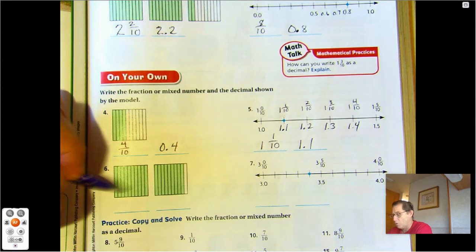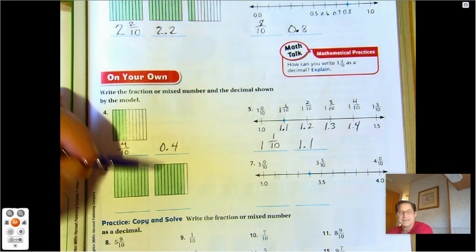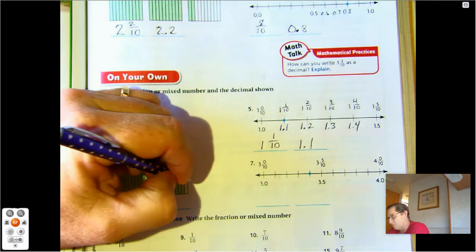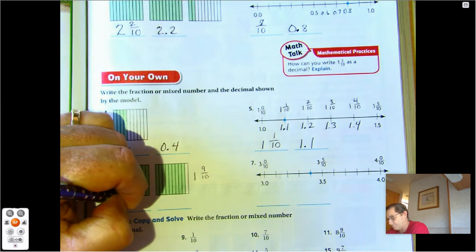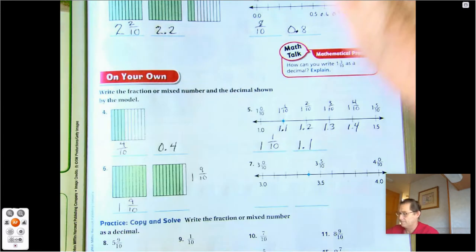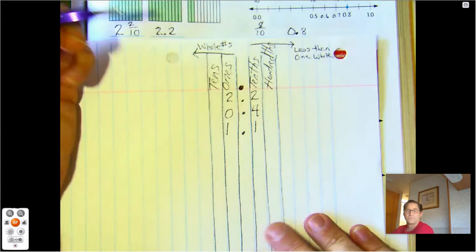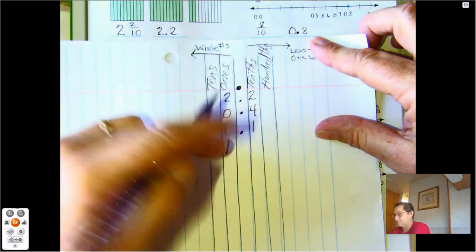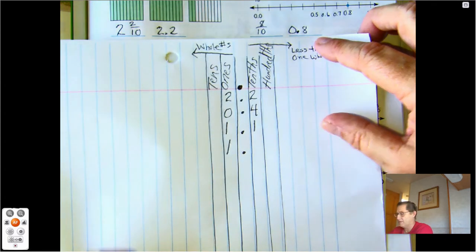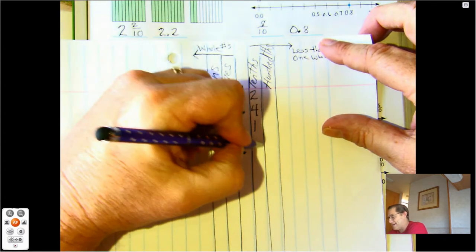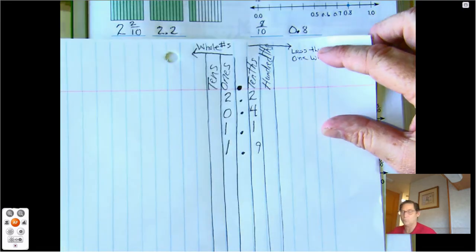Okay, I have one whole and 9/10 of the other one, so 1 and 9/10. I'm just going to write it in as I said it. I said 1 and the decimal point can be read as 1. 1 and 9/10, 1.9.